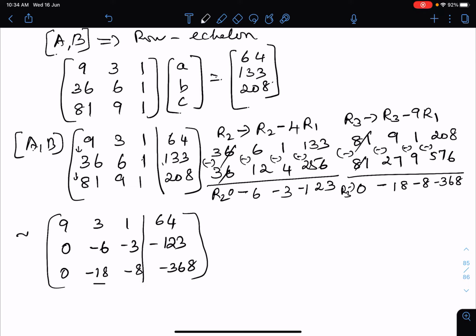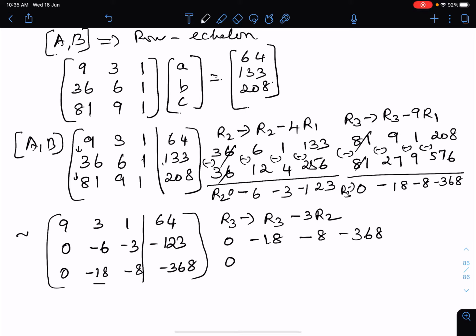So what are you going to do now? Row 2 you are getting the help, isn't it? So row 3 you are going to change, isn't it? So row 3 you are going to change: row 3 minus 3 row 2. Okay, because 6 into 3 gives you 18. So 0, minus 18, minus 8, minus 368.